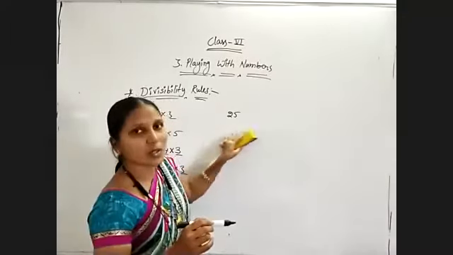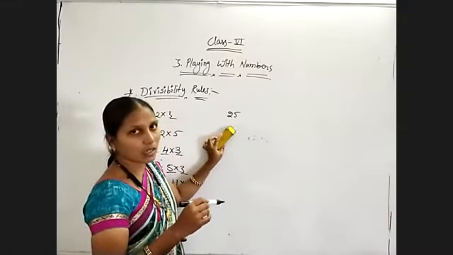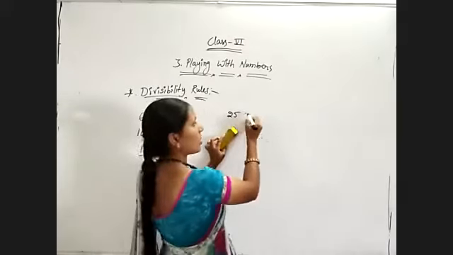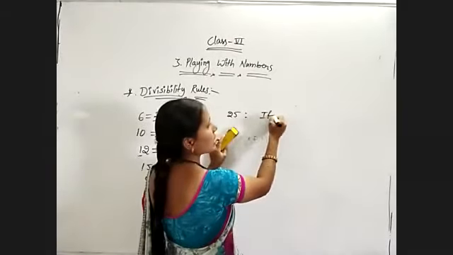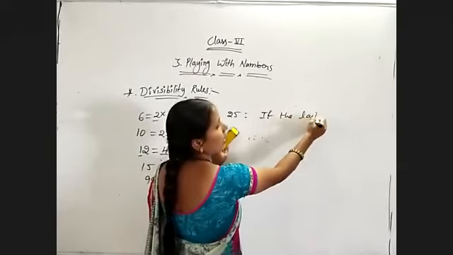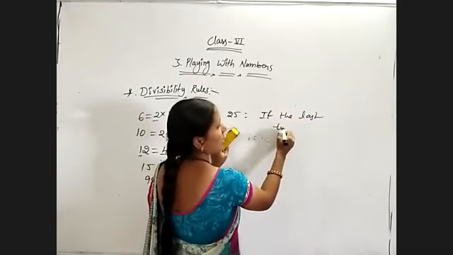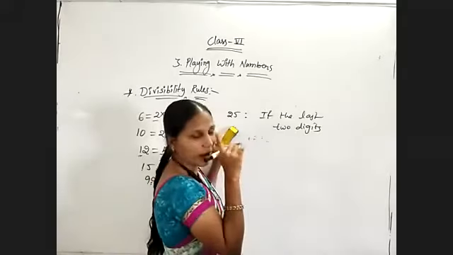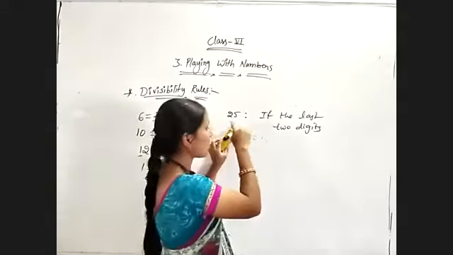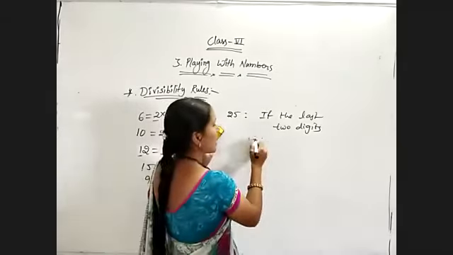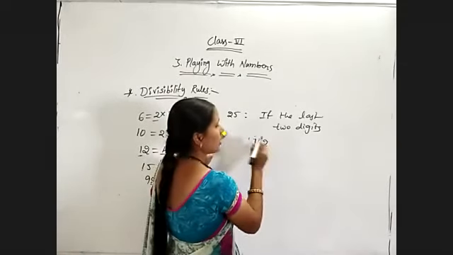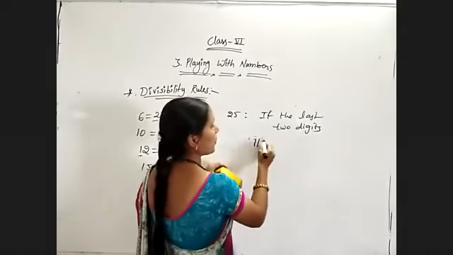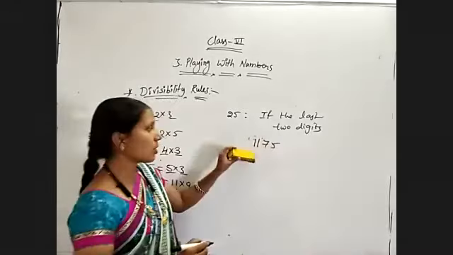Like 4 divisibility rule only, 25. Okay. What is the divisibility rule of 25? If the number formed by the last two digits is divisible by 25, then that number is divisible by 25. For suppose I have 1120, 1175, whether it is divisible by 25 or not.